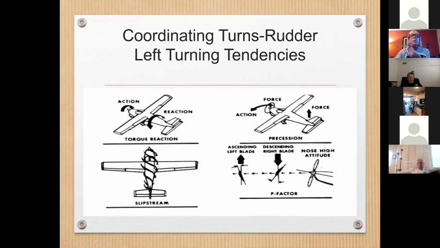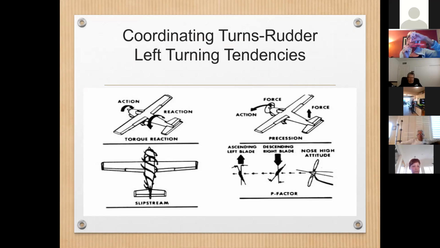And then we have slipstream, which is the air coming this direction and coming around and hitting the left side of the plane. So that's slipstream. And then we already talked about the ascending left blade and the descending right blade, which is also going to shove the nose to the left. So that's where we start using the rudder on the vertical stabilizer. We have to yaw that, we have to bring the airplane back with right rudder.